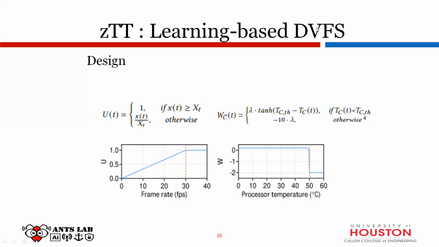As for W, it is the equation on the right. If the processor's temperature reaches a specific defined temperature, W will drop dramatically. So it really affects the reward if you exceed the temperature.